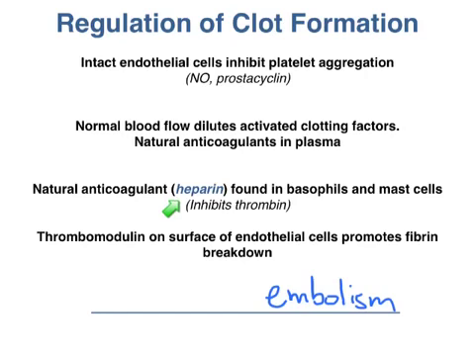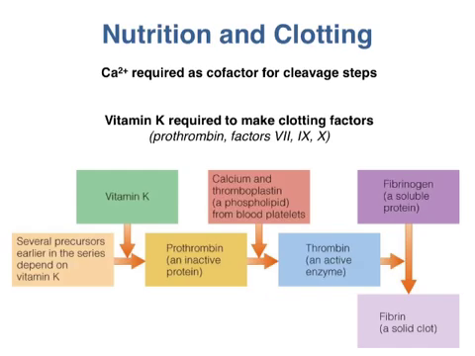As with most things when it comes to the human body, appropriate clotting is good, inappropriate clotting is a problem. And there are multiple mechanisms in place to inhibit inappropriate clotting. Proper nutrition is important for blood clotting. If you take a look back at the coagulation cascade, you'll see that calcium is very important. You have to have calcium ions in the blood in order to act as a cofactor for all of those cleavage steps. Vitamin K is also very important.